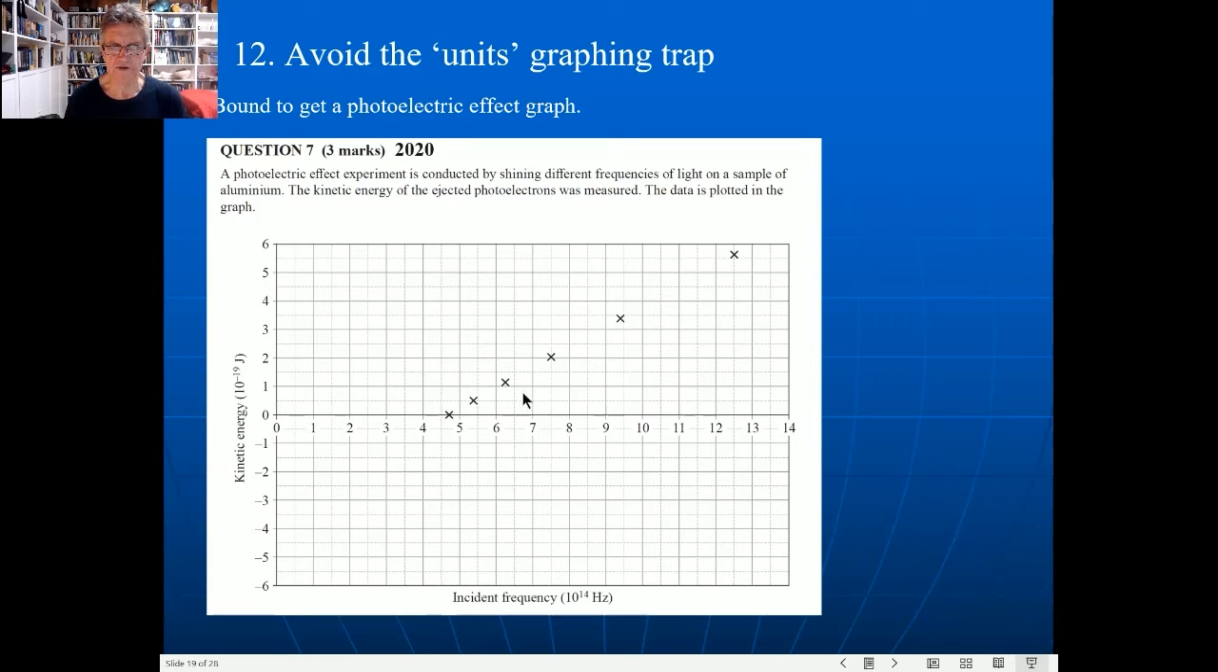Nothing too tricky in that, but just make sure that if that's in joules, it might be in electron volts. Make sure they're in hertz if it's a frequency. So I've circled that. You've got frequency at the bottom and joules up the side, so that's a fairly conventional one.